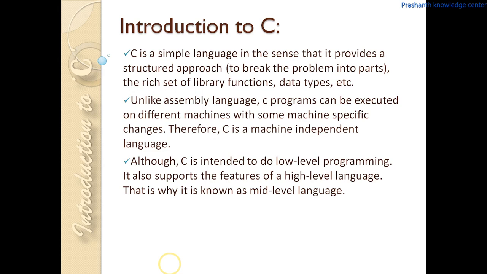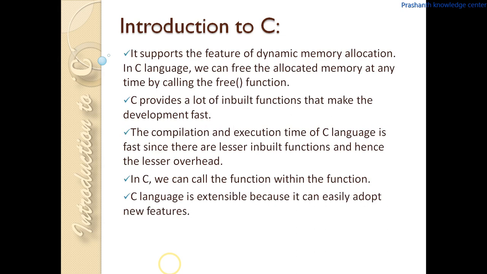Unlike assembly language, C programs can be executed on different machines with some machine specific changes. Therefore, C is called a machine independent language. Although C is intended to do low-level programming, it also supports the features of high-level language. That is why C is known as the mid-level language. C language supports features of dynamic memory allocation. In C language, we can free the allotted memory at any time by calling the free function.